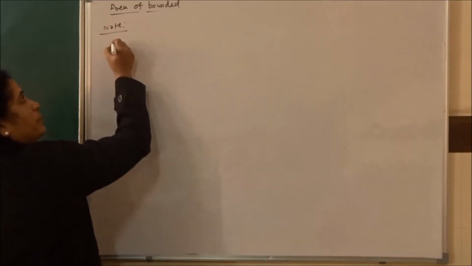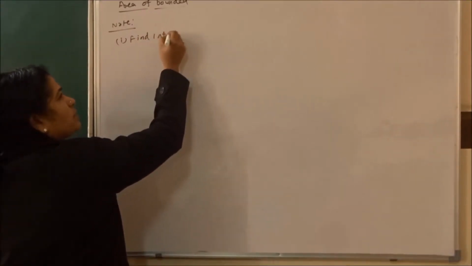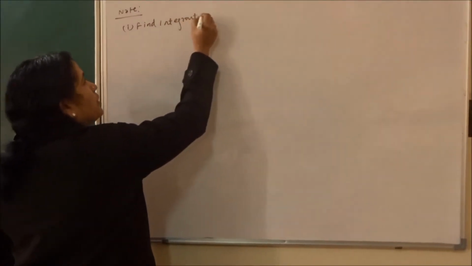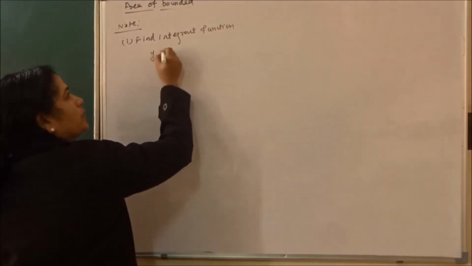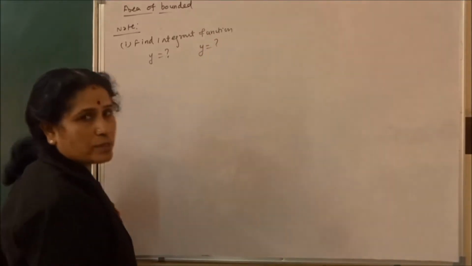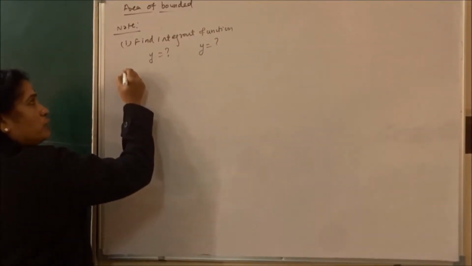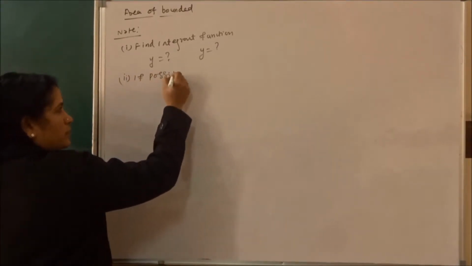Step number 1: find the integrand function. What is the integrand function? It is y equal to something. If 2 curves are given, bring them in the form y equal to something. Now step number 2, if possible. Why am I saying if possible? Let me explain.